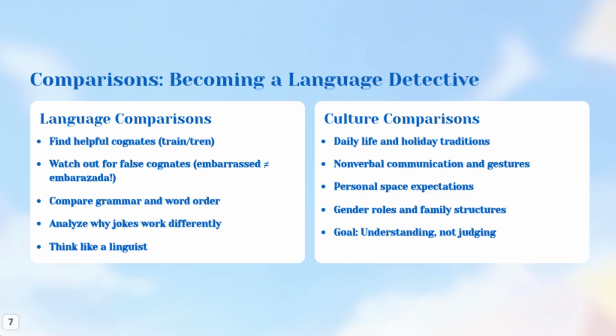You find cognates, those helpful word twins, but you also discover the tricky false cognates. Like the classic example, embarrassed in English sounds a lot like embarazada in Spanish, which actually means pregnant, a very important difference to know. You also compare grammar, word order, and even humor. Why is that joke funny in this language but not in English? It makes you think like a linguist.